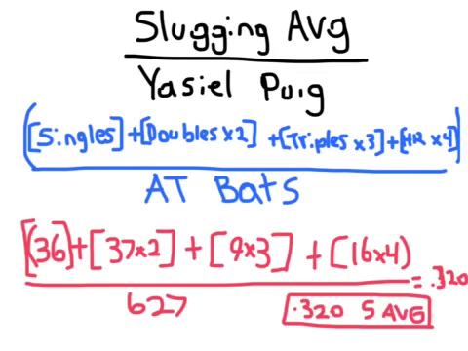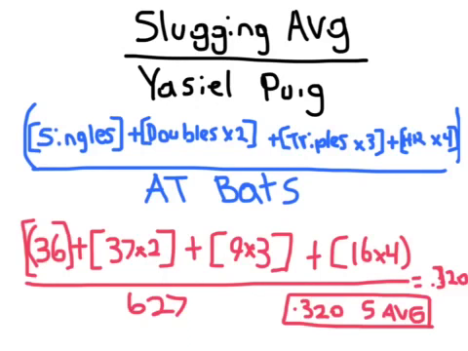Slugging average is a little bit harder to find. What you do is you take the amount of singles that the player had, and then you add that to the amount of doubles that the player had, and then you multiply that by 2, then add that to the amount of triples, multiply that by 3, and then you add that to the amount of home runs, and multiply that by 4, and then divide it by the total number of at-bats.